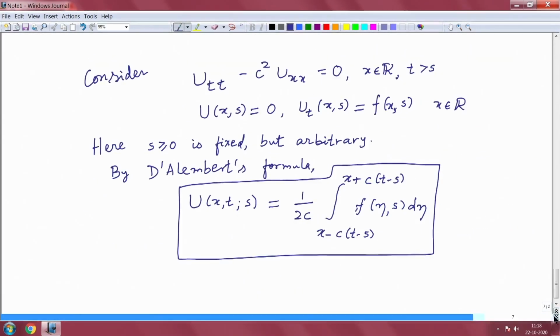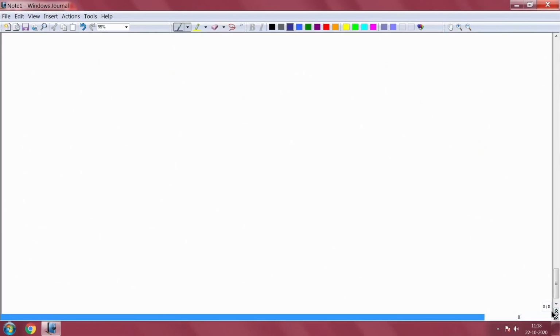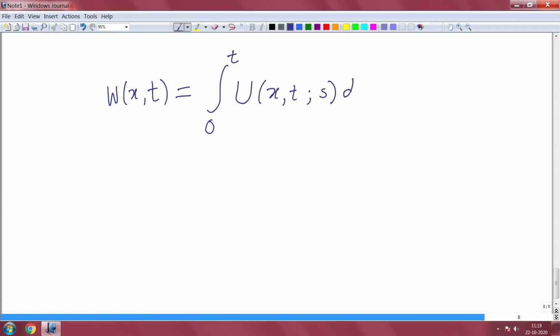W is given by integral 0 to t u of x t. Remember, there is an s, okay, and now you integrate with respect to s. Okay.